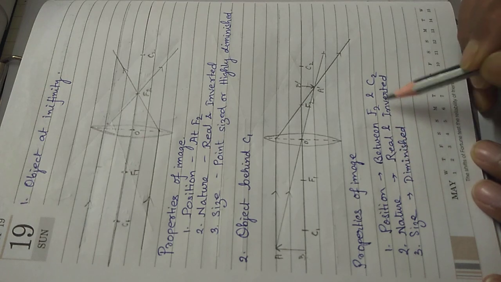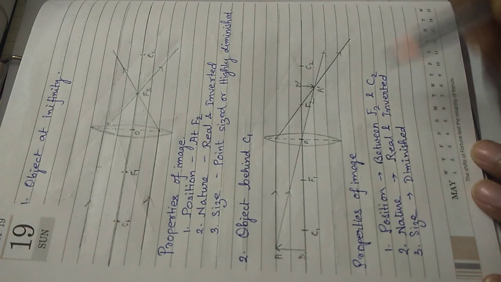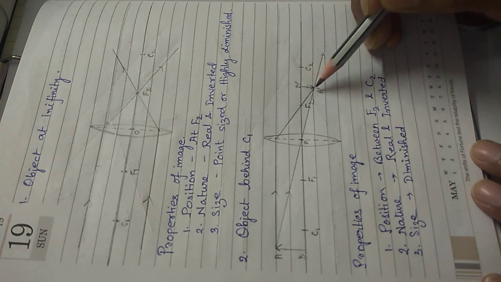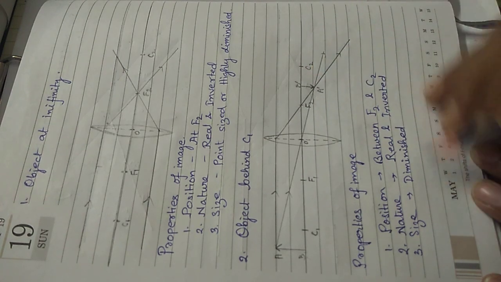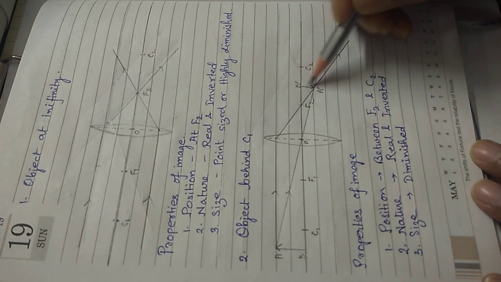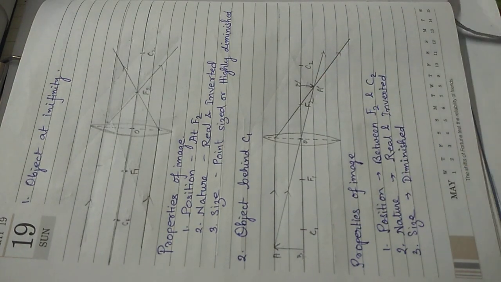So position between F2 and C2, nature real and inverted. When you draw the image, you'll mark it as A dash, B dash. And size, if you see, it is smaller compared to the object. So we have written diminished.